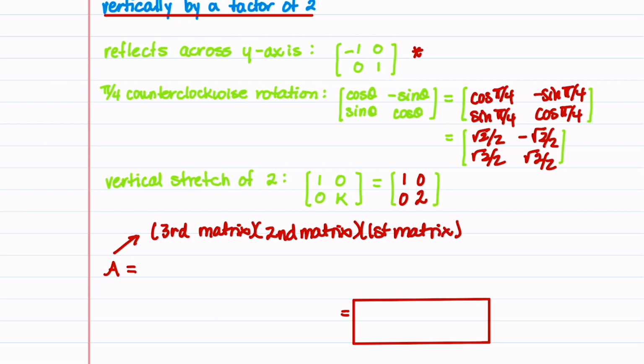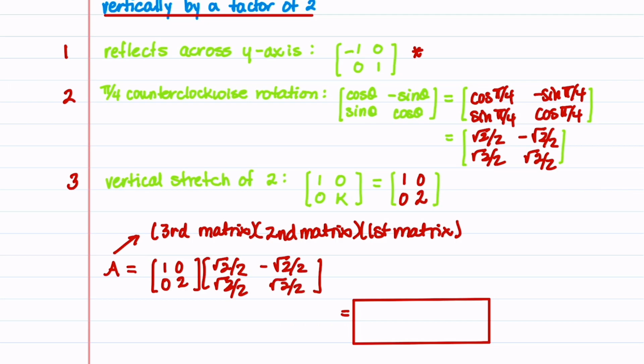And I know this might seem backwards, but what is happening is that we do our first transformation, then our second transformation acts on that, and then our third transformation acts on that one. So let's go ahead and number these 1, 2, 3, so we can see which one is first, which is second, and which is third. So our A is equal to our third one, 1, 0, 0, 2, times our second one, which is our rotation, and then times our first one, which was our reflection.